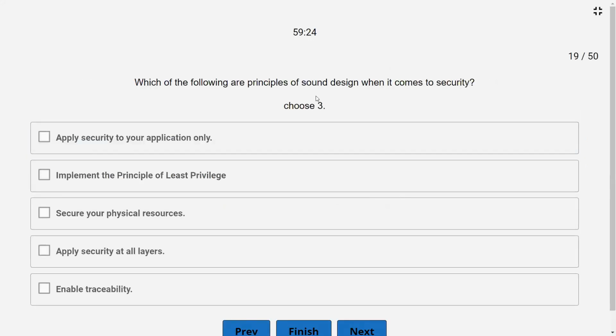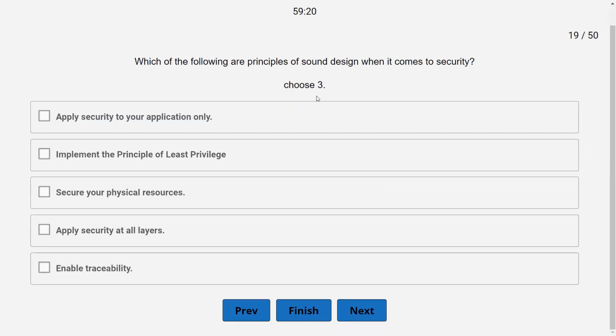Great. So which of the following are principles of sound design when it comes to security? Choose 3. Implement security at all layers, the obvious one, enable traceability. The next one. The answer is BDE. Great. BDE.